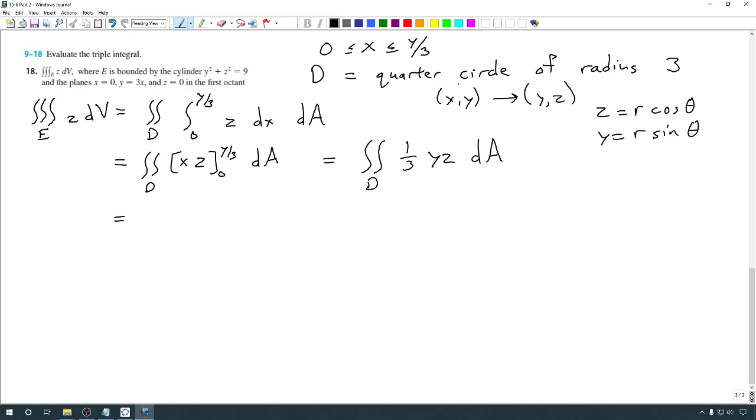So if we set this up, well, we're going around a quarter circle. The quarter circle means that theta is going to go from 0 to pi over 2. The radius of 3 means that r is going to go from 0 to 3. I'm actually going to take this 1/3 and place it outside. The y is going to be our sine. Z is going to be our cosine. Remember, when we use polar coordinates, we do need to put an extra r. Then we have dr d theta.